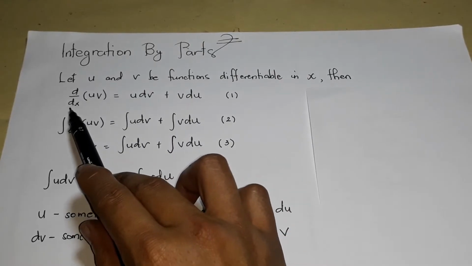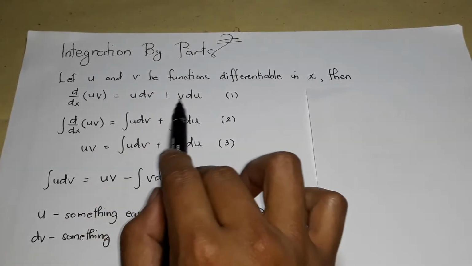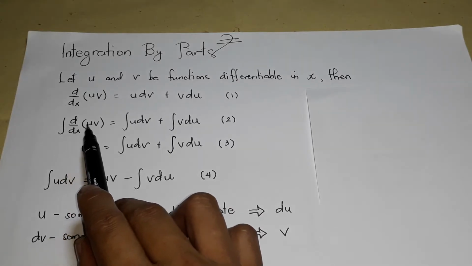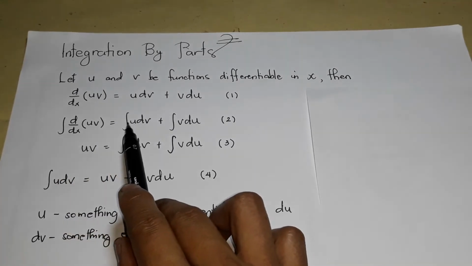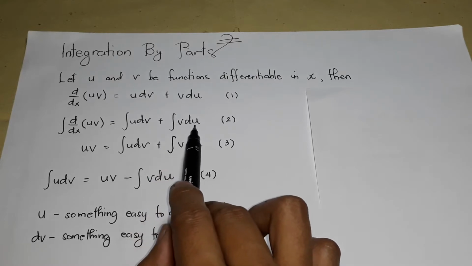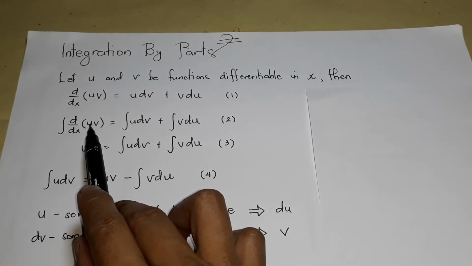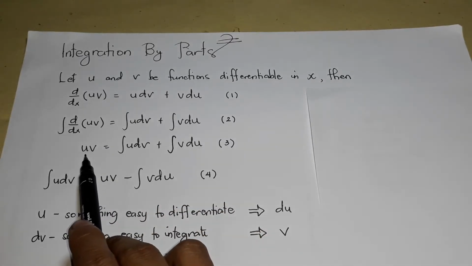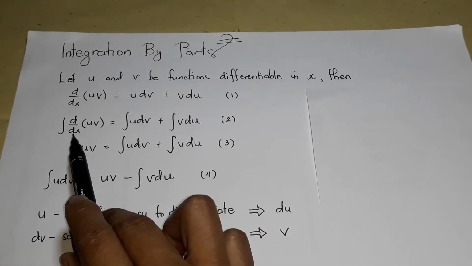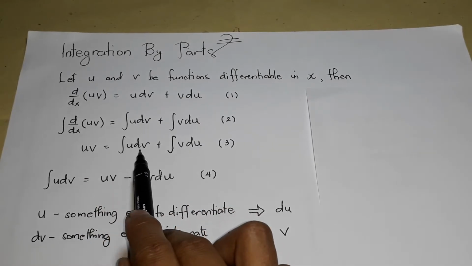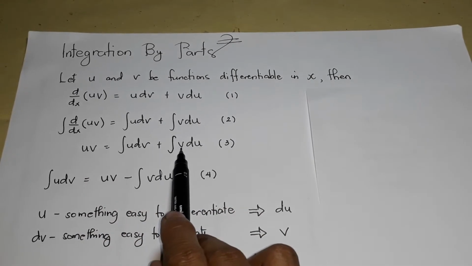If we integrate each term in this equation, then we have the integral of the derivative of uv equal to the integral of u dv plus the integral of v du. And we all know that the integral of the derivative of a function is equal to the function. So the integral of the derivative of uv is uv, which is equal to the integral of u dv plus the integral of v du.